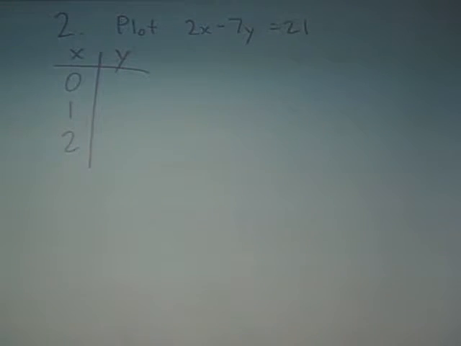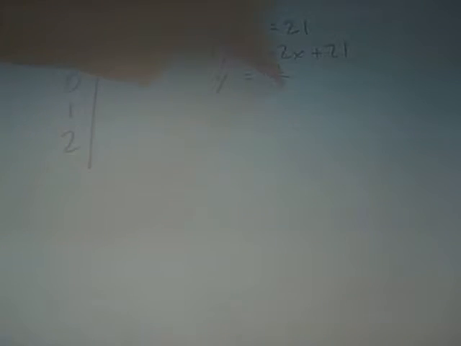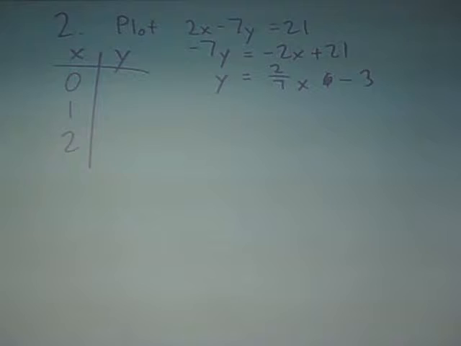If you put in 0 for x, you get negative 7y is equal to 21. Maybe it would be easier to just solve this for y. So you get negative 7y equals negative 2x plus 21, and go ahead and divide by negative 7. So you get 2/7 x minus 21 divided by 7 is 3, so minus 3. And so that might actually shape some of the points we want to plug in. If we plug in 0, we get negative 3, obviously.